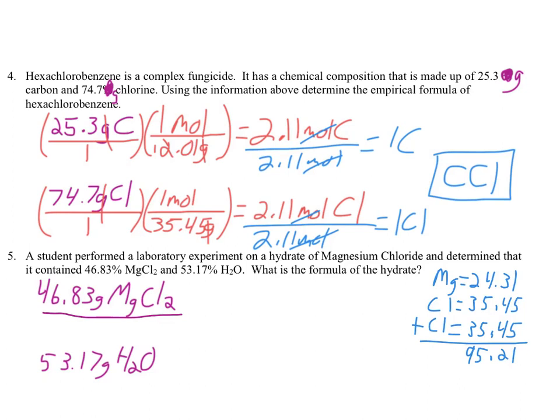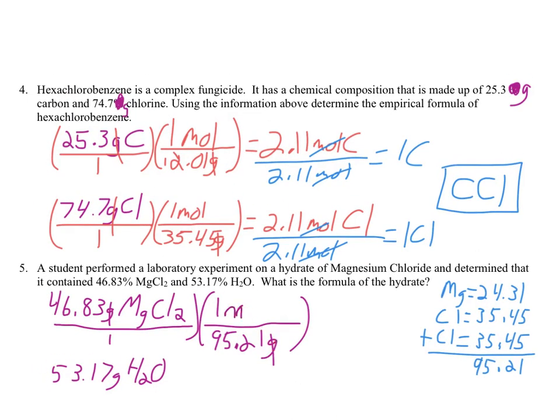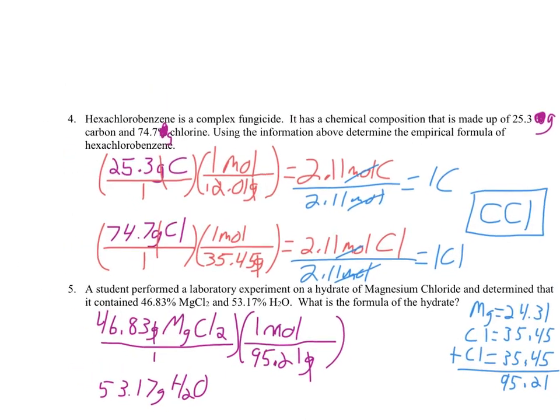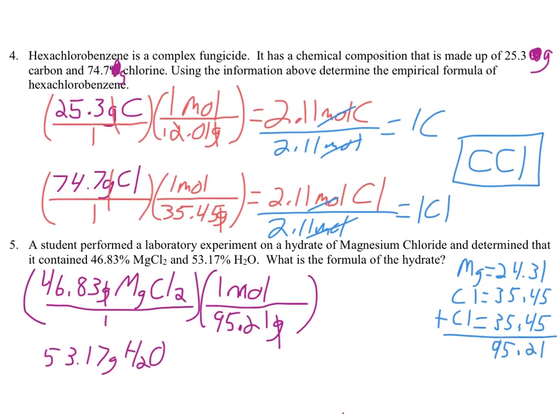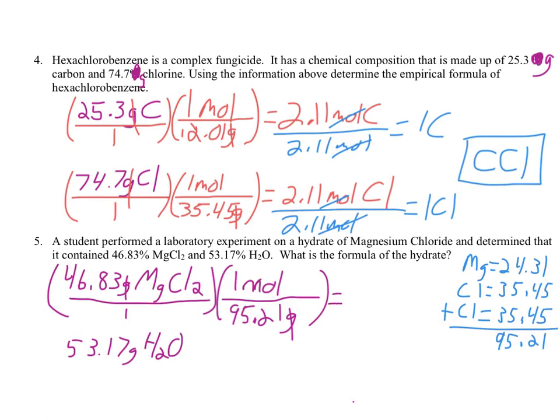Now I'm going to go back. I'm going to take that magnesium chloride, that MgCl2, put it over 1, and multiply it by 1 mole over 95.21, the formula mass of magnesium chloride. That gets my grams to cancel. That's how many grams are in a mole. 46.83 divided by 95.21 is 0.492.